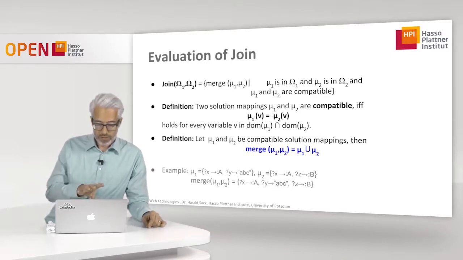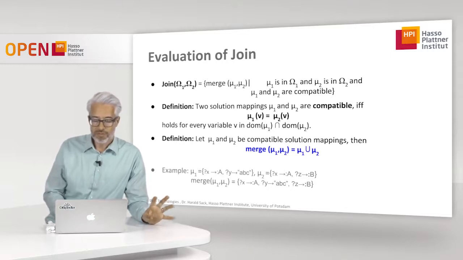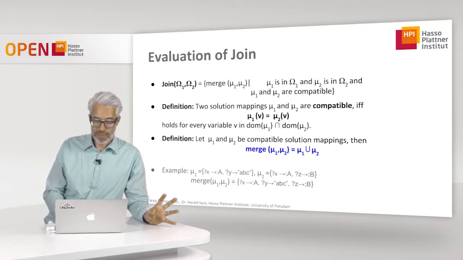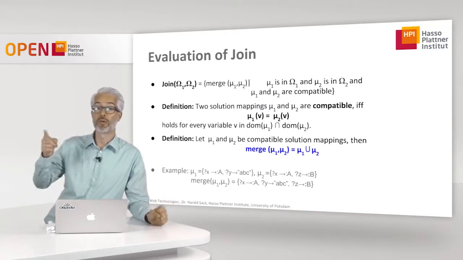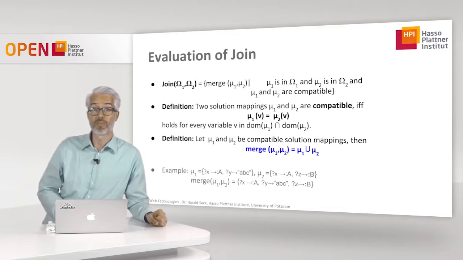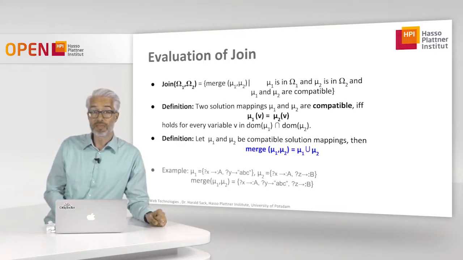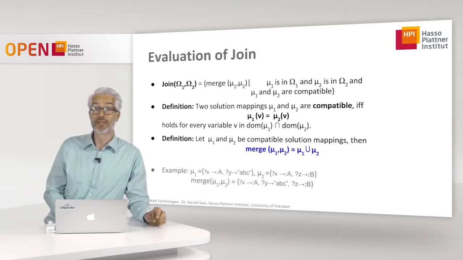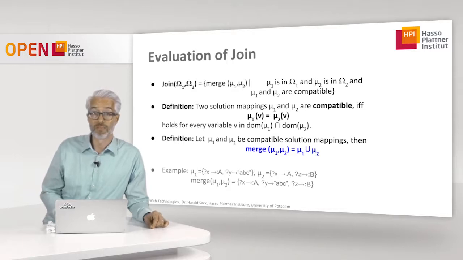Okay, so now let's compute the merge of both. I have to look for compatible solution mappings. I have to look at the variables which occur in both of the mappings. This is only the variable x. And then I have to look whether the mappings are exactly the same. So x in the first is mapped to a, x in the second is mapped to a. So this holds, and this means it will be part of our solution. The mappings are compatible here.